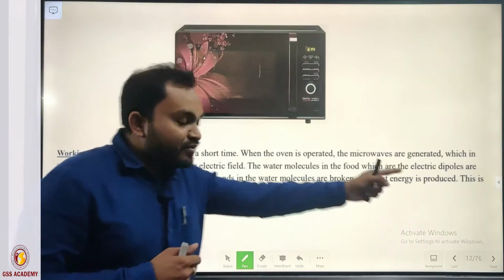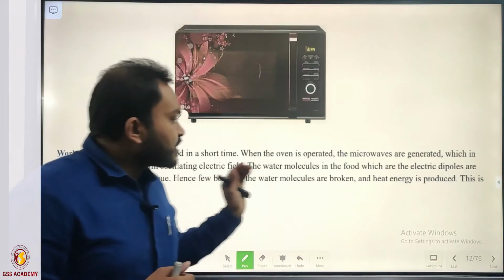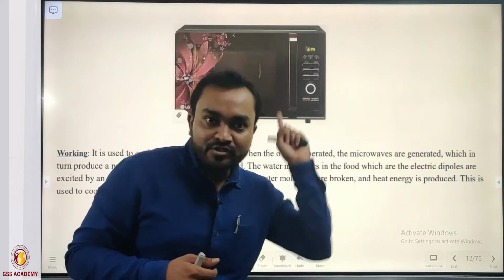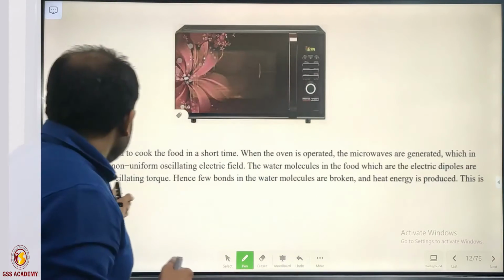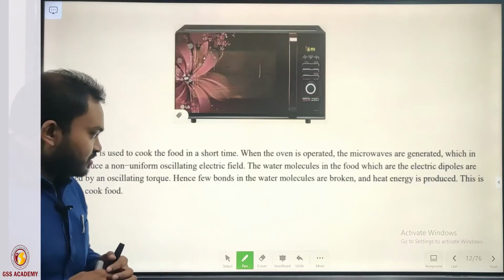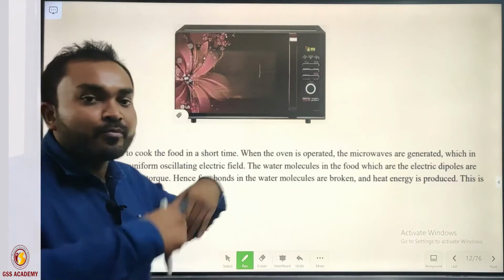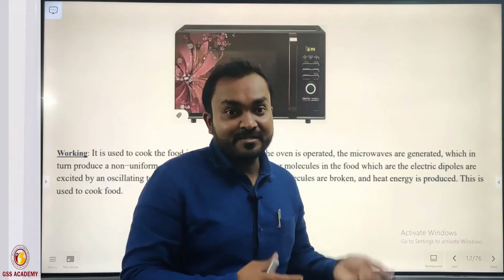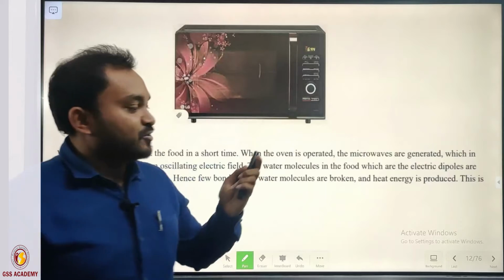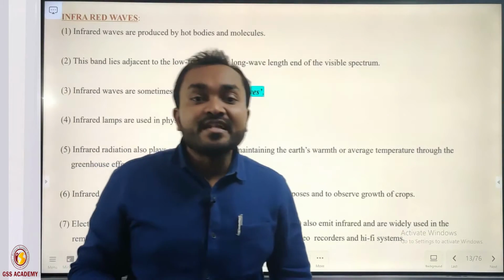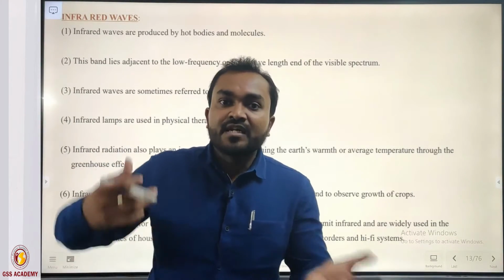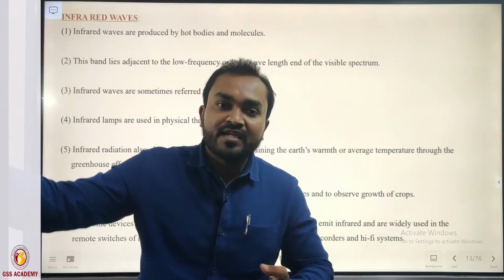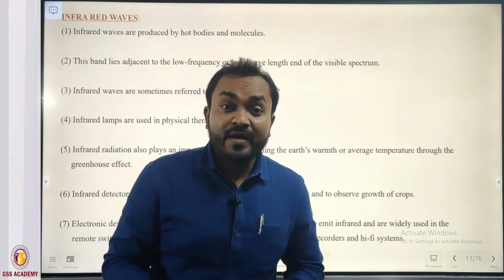Now when the non-uniform electric field is produced, the water molecules in the food, which are electric dipoles, are excited by the oscillating torque. We will discuss what electric dipoles are. Hence a few bonds in the water molecules are broken and heat energy is generated. That is the working principle of the microwave oven. So all are related. In our everyday life, from FM to aircraft radar systems to AM, TV, mobile, everything is related to electromagnetic waves.